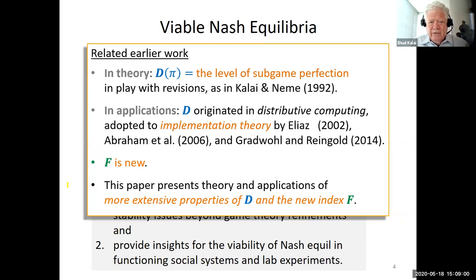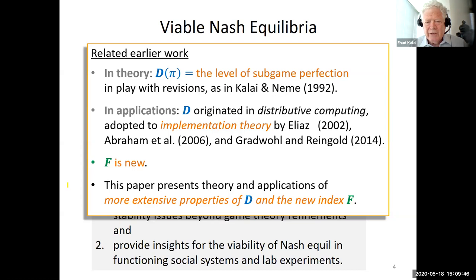Earlier work on the theoretical side, which I didn't know at first, shows that the level D of pi, the defection index of pi, can be viewed as a level of subgame perfection, as measured in a paper I had with Neme. Moreover, in applications, the D measure originated in the literature on distributed computing in computer science, where you want several computers to be engaged in a computation task, and you are concerned that if some of the computers fail, the overall computation task would fail. So this literature was trying to deal with it.